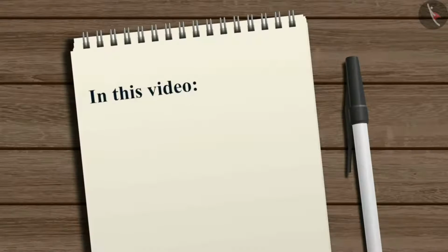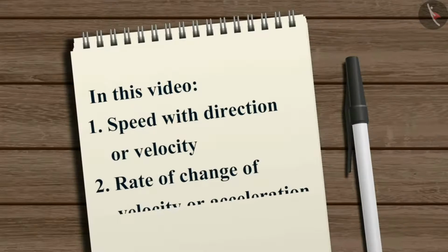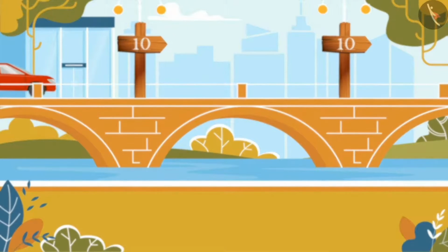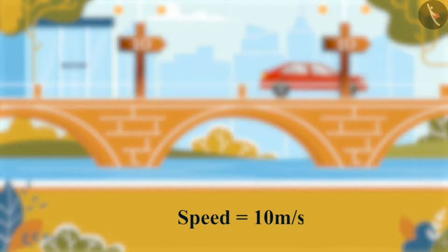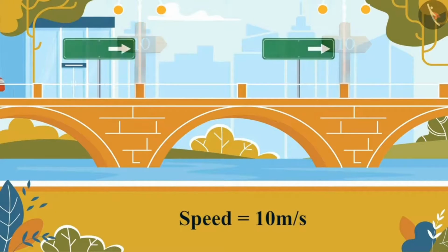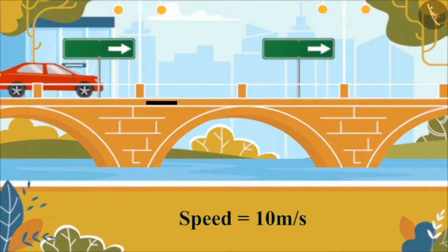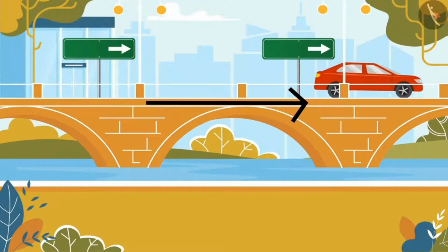In this video, we will learn about speed with direction or velocity and the rate of change of velocity or acceleration. Let's start by considering an object moving at a certain speed, let's say 10 meters per second. Now, along with the speed, if we specify the direction of motion also, then the whole quantity is known as velocity.